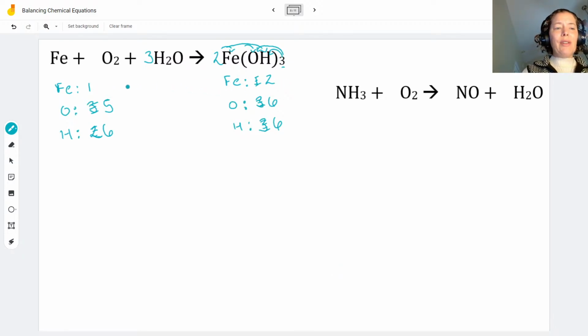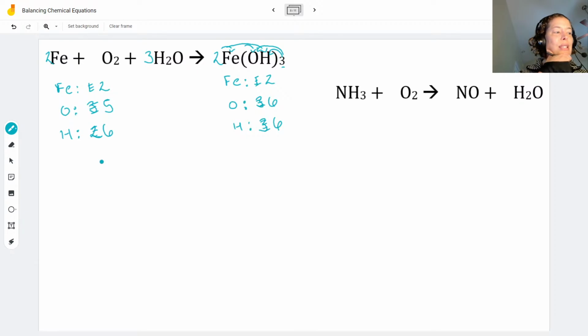Let's fix my iron. So I can make this 2 by putting a 2 here. Okay, that's at least easy, and I haven't changed anything else. Again, I'm left with oxygen at the very end. So there are 2 different ways to approach this. I have 6 oxygen on my product side. I have 5 oxygen on my reactant side.